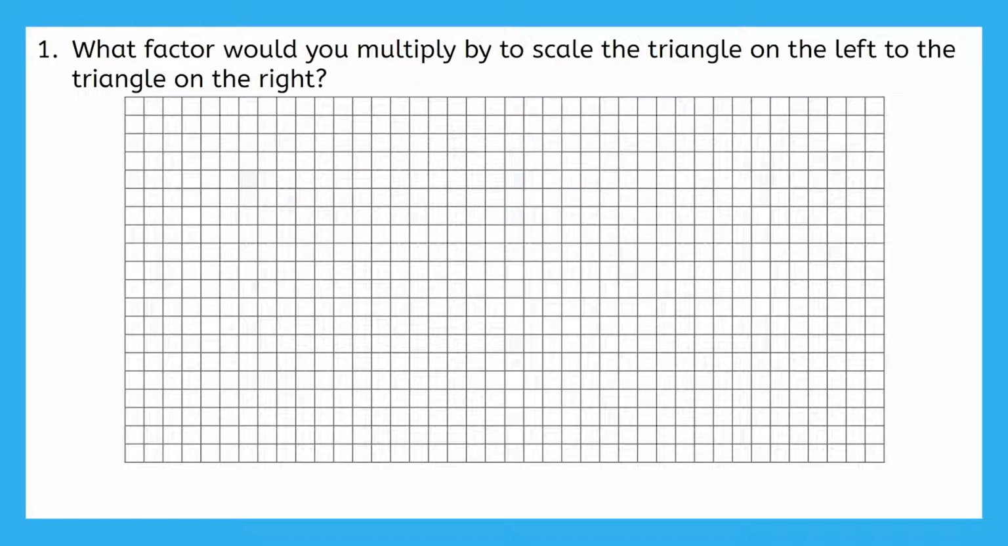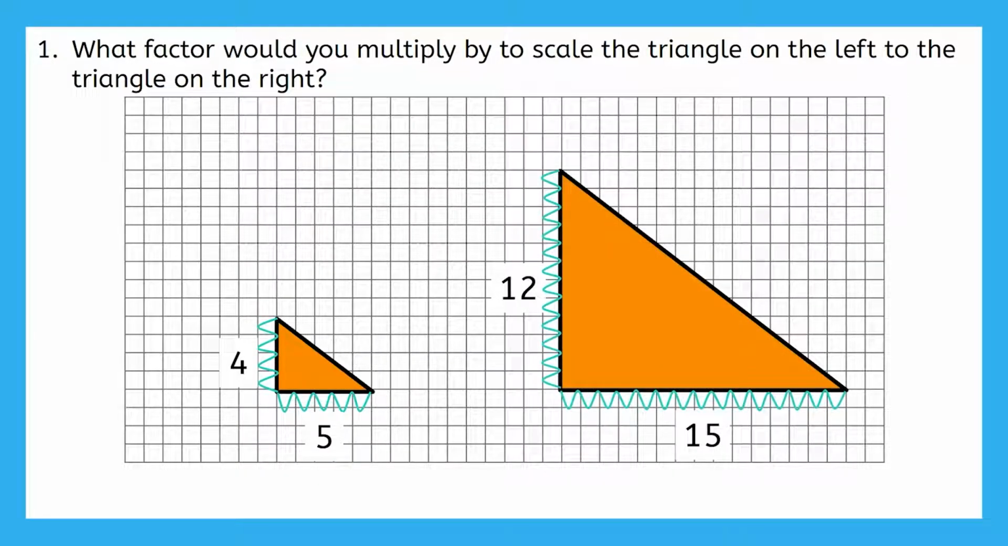Now I want to make a banner to hang up. It's going to be made of triangles just like this. Each triangle is starting with a height of 4 units and a width of 5 units. My goal is to scale up these triangles to be 12 units tall and 15 units wide.